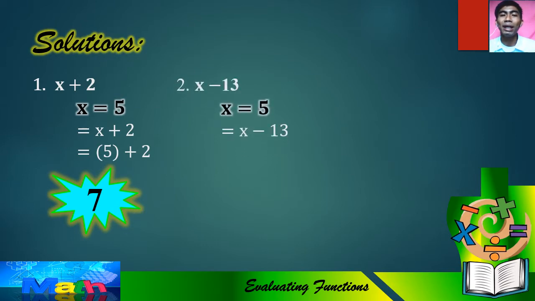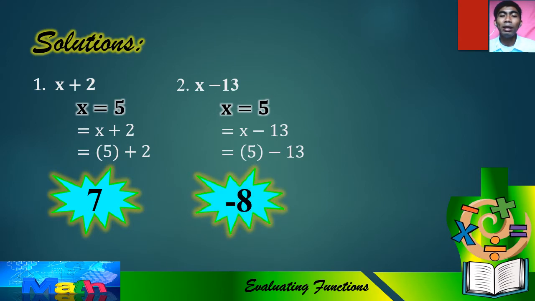Moving on to our second expression, x minus 13. Let's evaluate the given expression at x equals 5. Again, to evaluate the expression, let's substitute the value of x, which is 5. We have 5 minus 13, and the answer is negative 8.